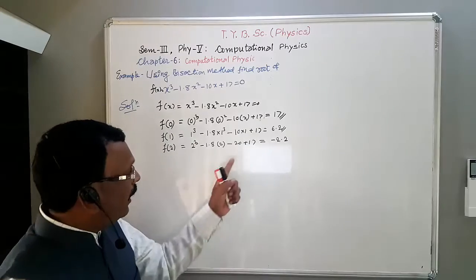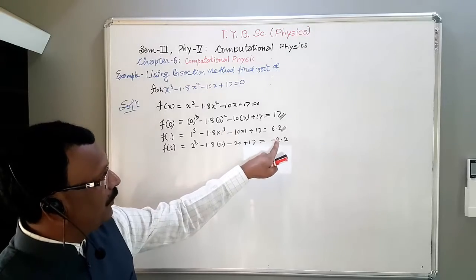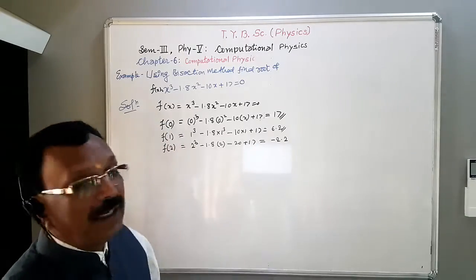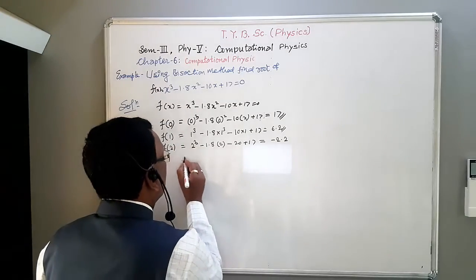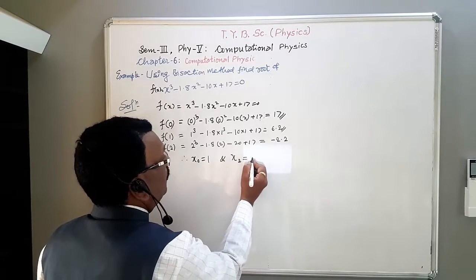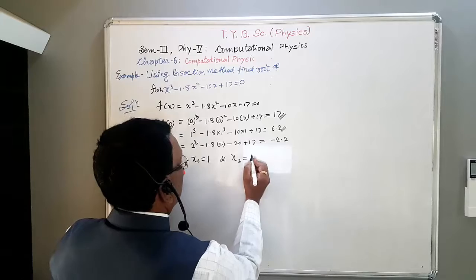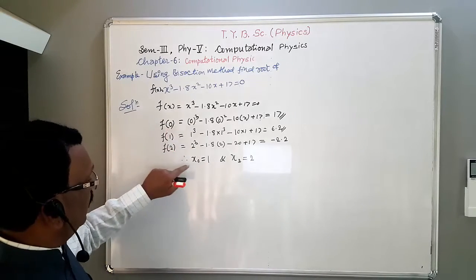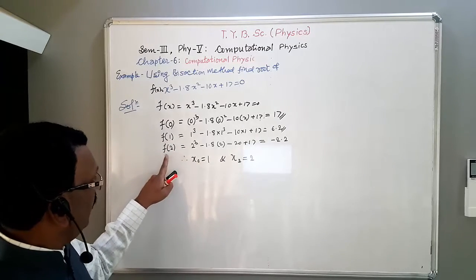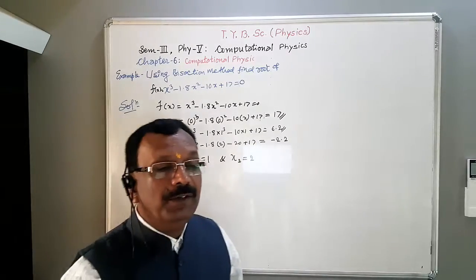Okay. Now see here, the closest values are these two, f of 1 and f of 2, which are very close to each other, and both have opposite signs. Therefore, x0 is equal to 1 and x1 is equal to 2. When we substitute x equal to 1, we get 6.2, and when we substitute x equal to 2, we get minus 2.2. So these two values are very close.